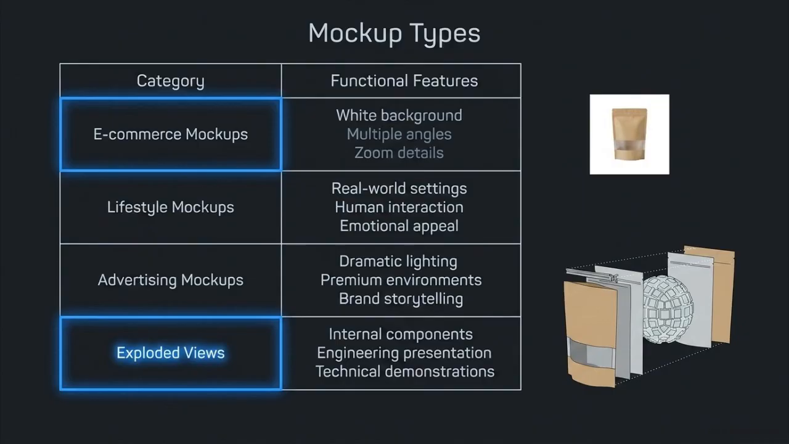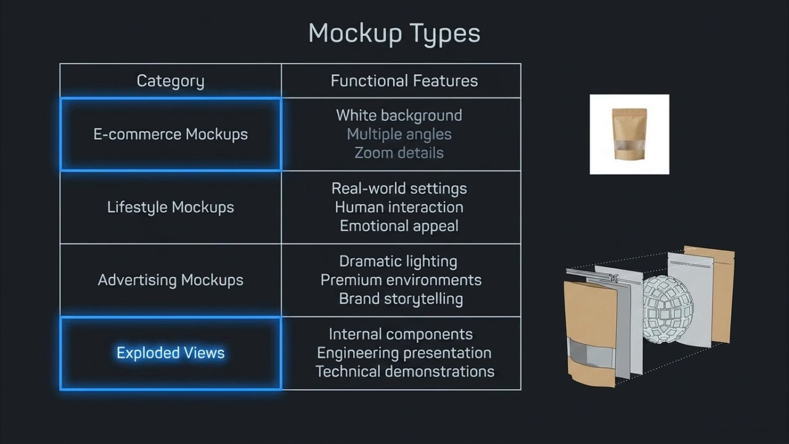This comparison matrix highlights the specific structural demands of different mockups. E-commerce mockups, for example, prioritize a clean white background, specific viewing angles, and sharp zoom details for online catalogs. Lifestyle mockups require a different logic, focusing on placing the product in real-world settings, showing human interaction, and targeting emotional appeal. Advertising mockups shift the constraints again, relying on specific lighting, premium staging environments, and brand storytelling.